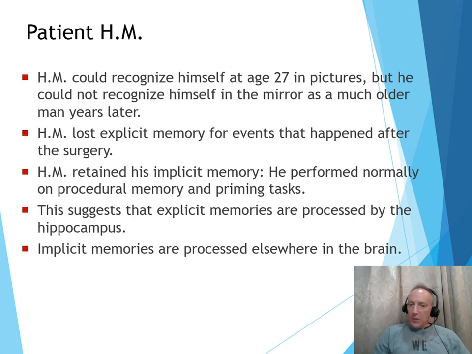Now, other memories, like implicit memories, memories that are made without conscious awareness, procedural memories, all of those kind of things he retained. So studies of HM gave us very vivid evidence that the hippocampus is essential for processing explicit memories, but that implicit memories are clearly processed elsewhere in the brain.